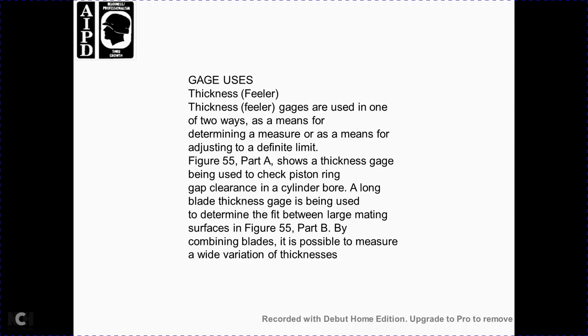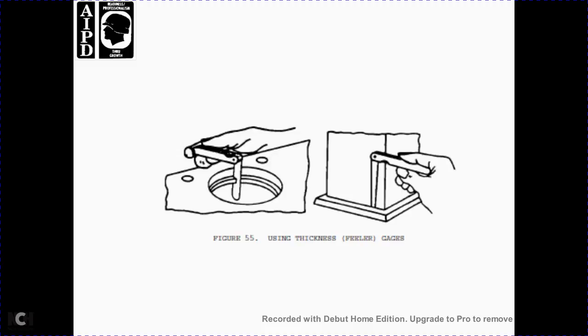Thickness and feeler gauges. Thickness feeler gauges are used in two ways of measurement: as a means of determining a measurement, and as a means of adjusting to a definite limit. Figure 55 part A shows the thickness gauge being used to check the piston ring gap clearance in the cylinder bore with a long blade. With the thickness gauge you can determine the thickness between mating surfaces, as in figure 55 part B. By combining the blades, it is possible to measure a wide variation of thickness. Figure 55 shows the use of a thickness feeler gauge and wire drill.